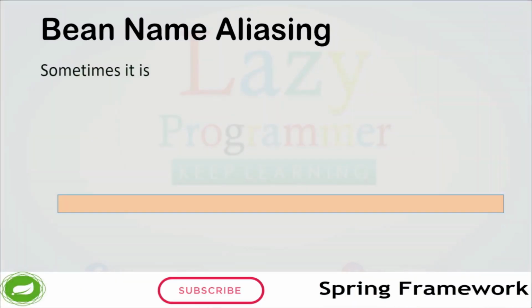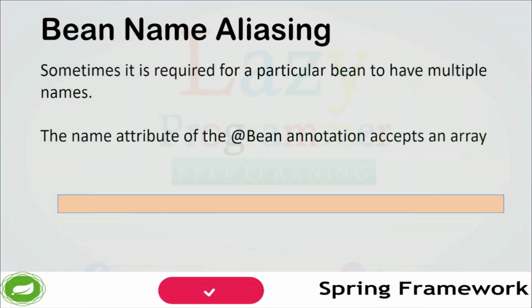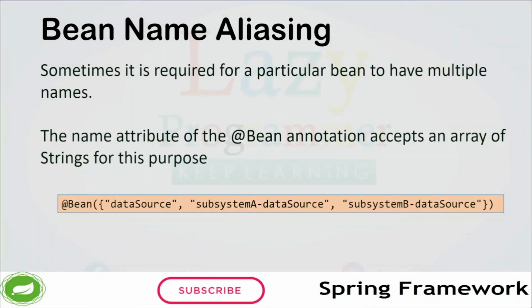Sometimes it is required for a particular bean to have multiple names. This can be achieved using name aliasing. The name attribute of bean annotation accepts an array of strings for this purpose. Suppose a bean is used in three different systems, and in all three systems, the name required is different. So its configuration can be done like @bean and then an array of those names passed to the annotation as given on the screen.